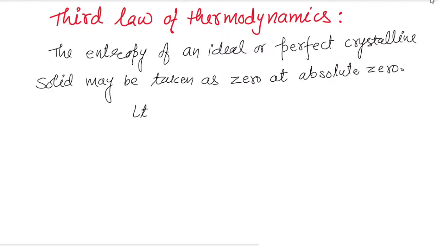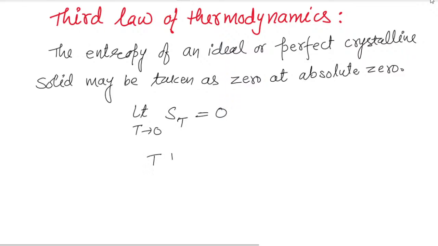We can write it as the limit as T tends to 0 of S_T equal to 0. This is called the third law of thermodynamics. That means the entropy at absolute 0 of a perfectly crystalline solid is 0. At absolute 0 temperature, the temperature is so low that the constituents in a crystalline solid are not expected to have any movement.